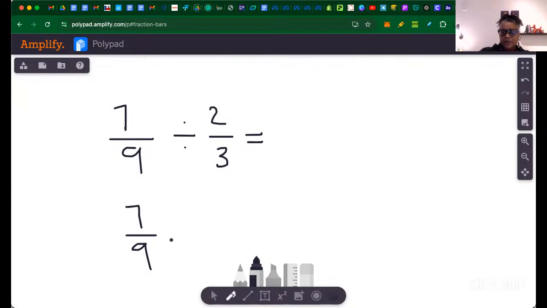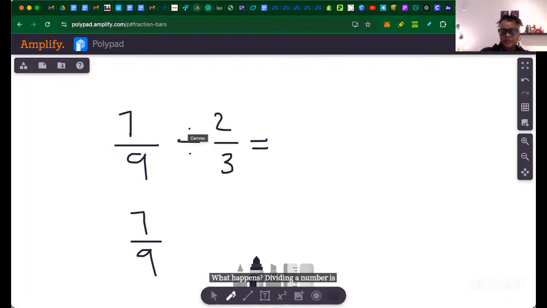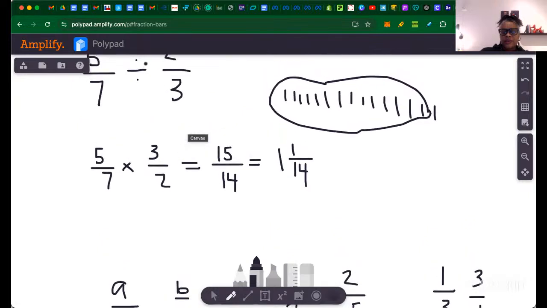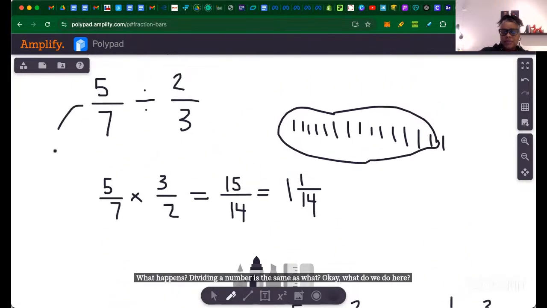After 7/9, what's my sign going to be? What operation? No, what happens? Dividing a number is the same as what? Okay, what do we do here? Dividing a number is the same as multiplying by its reciprocal.